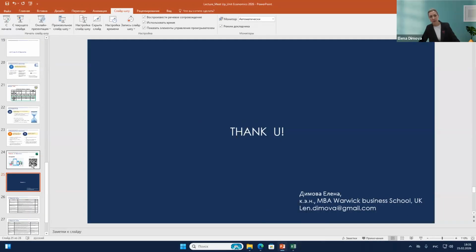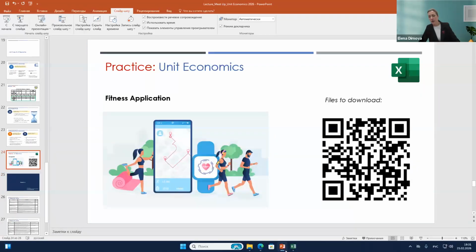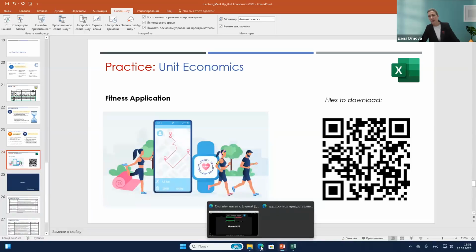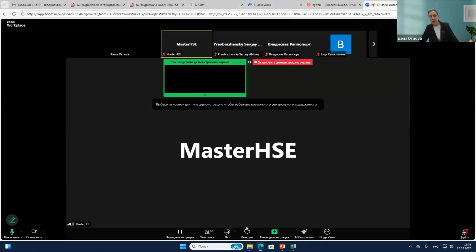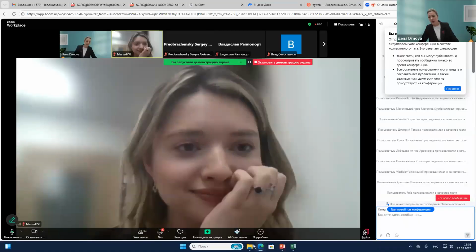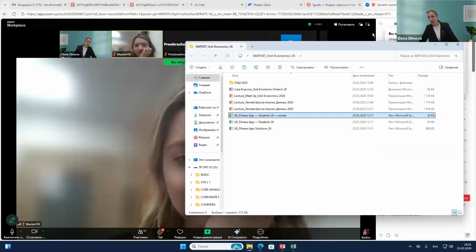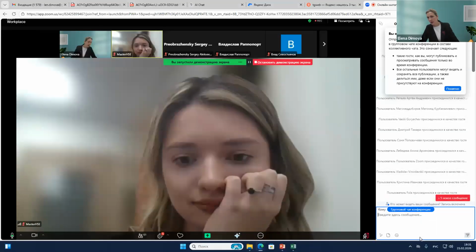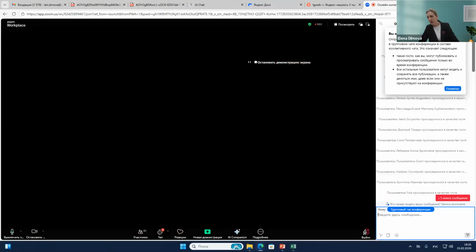I can also duplicate this Excel file to our chat box, just in case you missed the QR code or it does not work for some reason. Oh, apologies. Can you show the QR code for a moment or a few seconds?